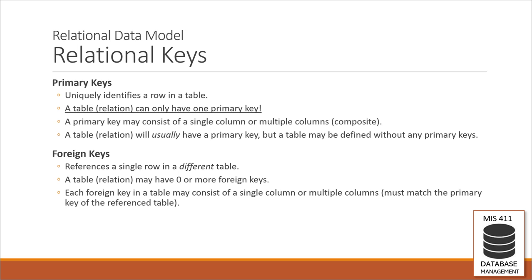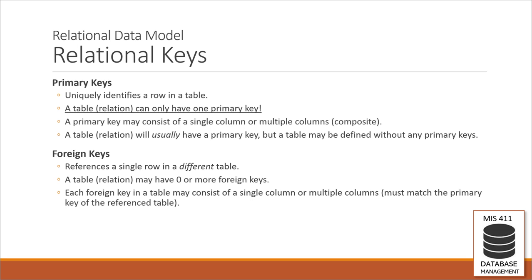Now, a foreign key references a single row in a different table. Okay? And it references a single row in a different table, and that's because a foreign key will reference a primary key or a unique key constraint in a different table. As we know, a primary key or a unique key constraint will only match a single row, so when you have a reference to that in a table as a foreign key, you'll only be able to match one row.